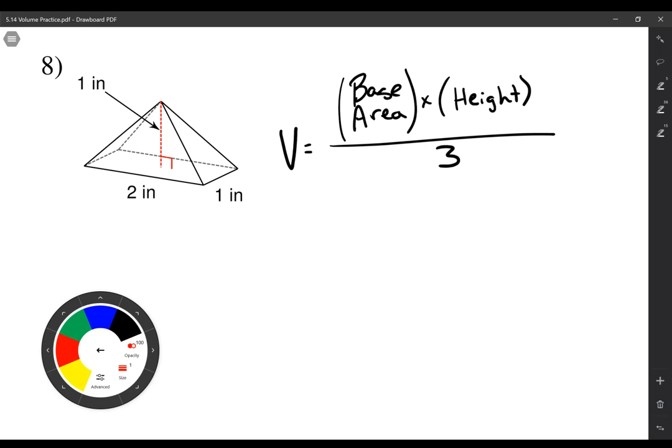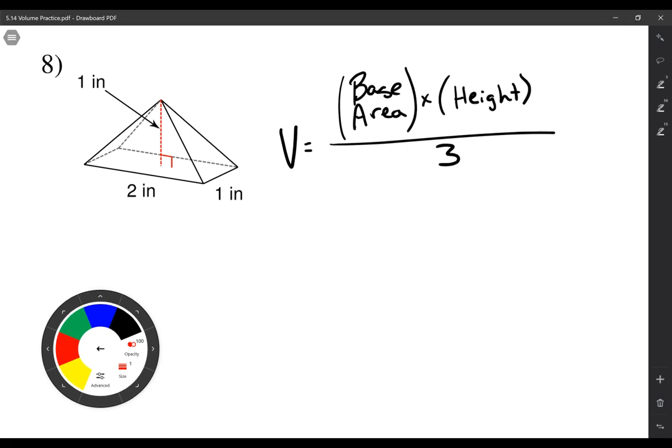Last but not least, we're working with number 8, which is the pyramid, and it looks like it's a rectangle base. So like I have here, the formula is going to be the base area times the height divided by 3. So it's exactly 1/3 the volume of a rectangular prism with the same base and height.